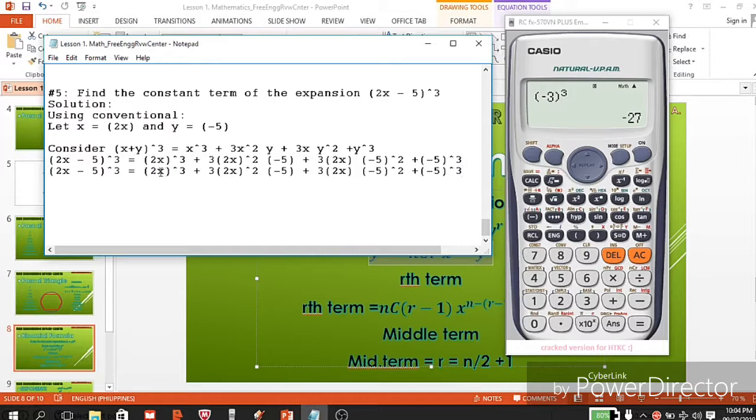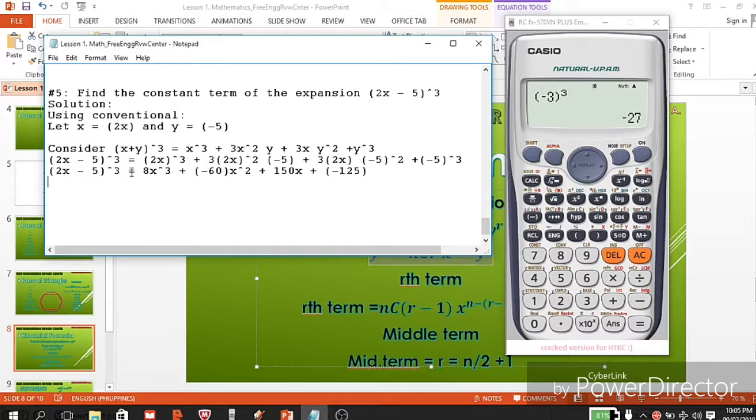Therefore we got 8x cubed, and this one we got negative 2 times 2, that is 4, times 5, that is negative 20. Therefore, this is negative 60x squared. And this one will be, we have 5 and 5, so we have 150x. And this one is negative 125. Okay, alright. So that is now the expansion.